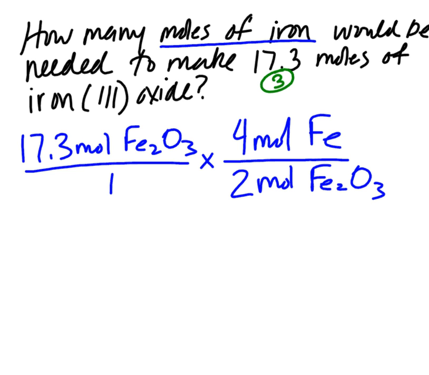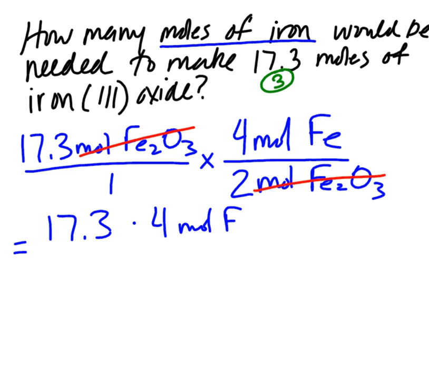Okay, so I have what I want. I have moles of iron. So my moles of iron oxide cancel out, right? I'm going to end up with 17.3, my moles cancel out there, times 4 moles of iron over 2 moles of iron 3 oxide. I would like to see this step, please, until we get refamiliarized with dimensional analysis and with having to use 2 different species in our reaction.